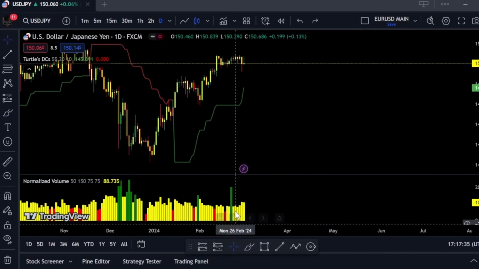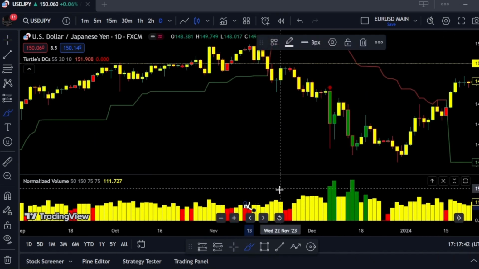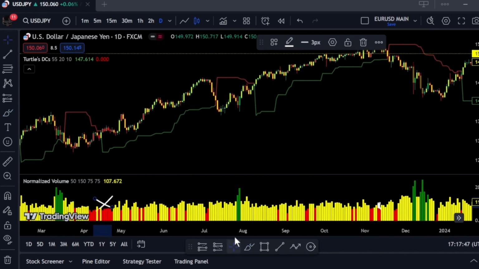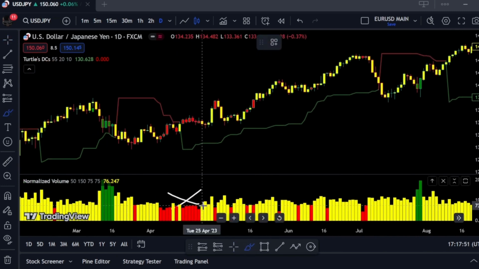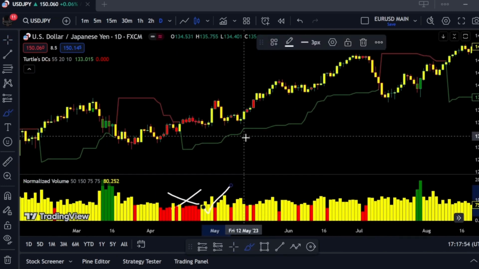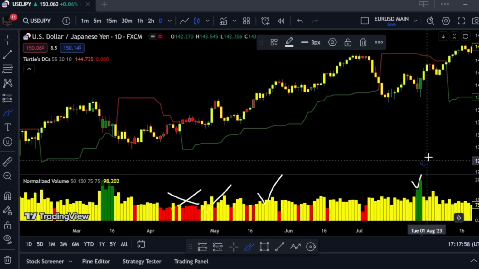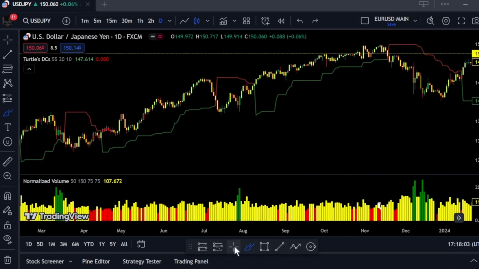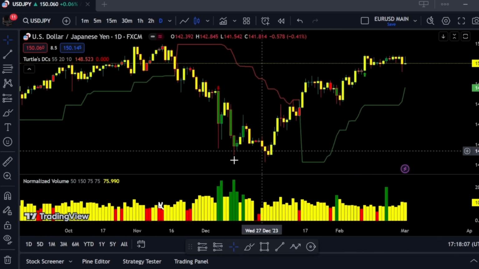Now when the color is red, this means that there is not enough volume in the markets to trade. Remember that volume indicators are not like confirmation or buy and sell indicators. They only tell you if the markets are currently ranging or not. Also on this indicator, when the candles are yellow, it means that there is enough volume to trade the markets, and when the candles are green, this signifies high volumes in the markets. This indicator is also very consistent and does not repaint, so you can be confident in your backtest when using this indicator. Also, you can change the period of the indicator and settings to fit your strategy.